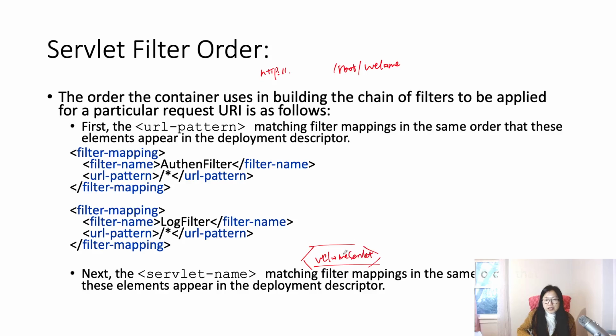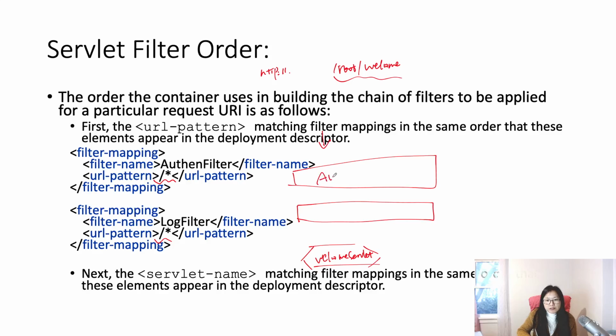Now the request comes, and this URL matches this one and matches this one, right? So now the container will resolve a filter chain. The filter chain defines which filters will be called and also the order for them. Based on the statement, first it will go to the authn filter, second it will go to the log filter. So when the request comes for the welcome servlet, the request will go to the authn filter.